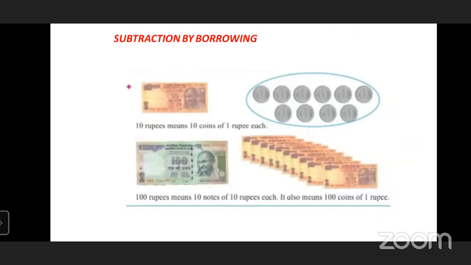And see, in a similar way, if we convert this 100 rupees into 1 rupee coins, we will have to take 100 coins. That is, 100 coins of 1 rupee are equivalent to a 100 rupee note.